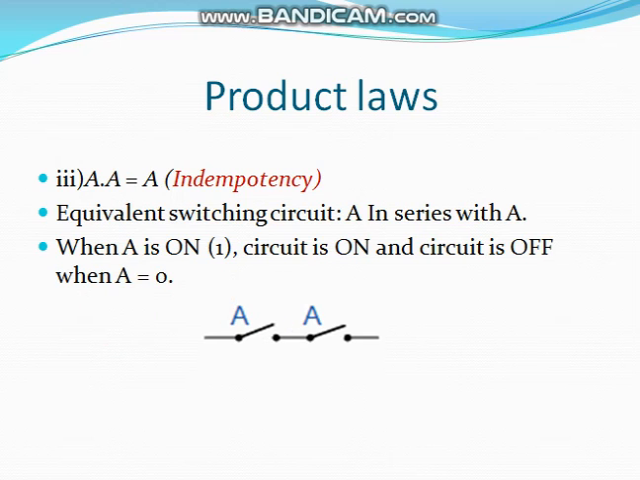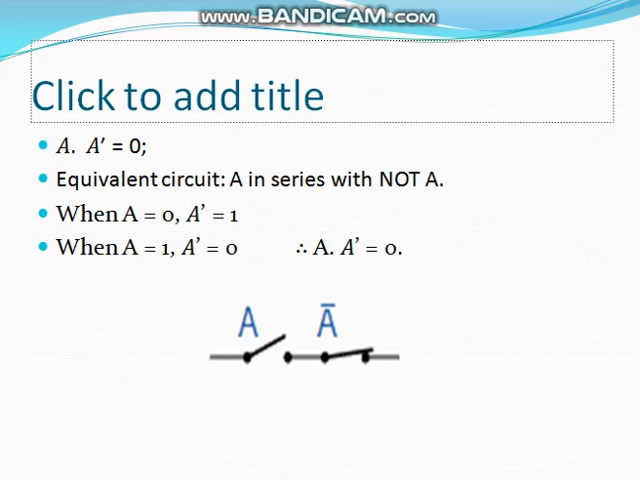And then moving on to the other law, which is A dot not A is equal to 0. So we have the first switch here being A, and this one is not A. Whatever A is, the second switch is not. So if A is 1, the second switch will be 0. If A is 0, the second switch will be what? 1. They are just the opposite of each other.